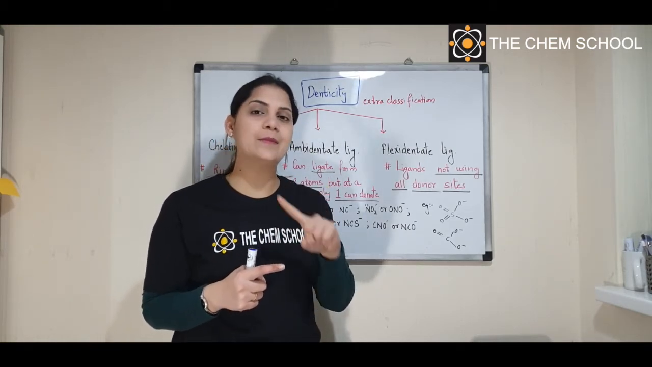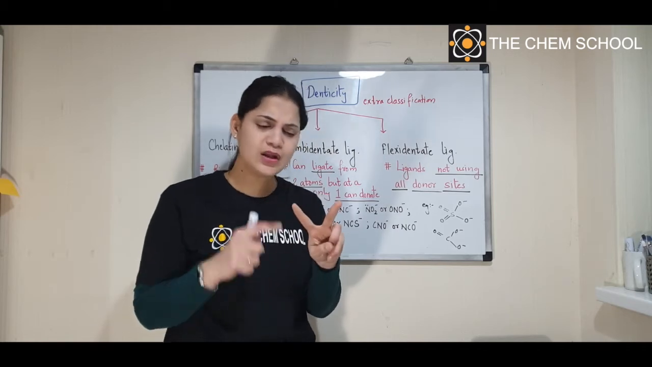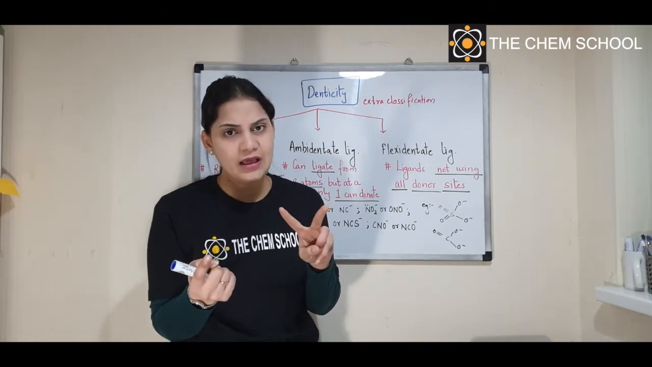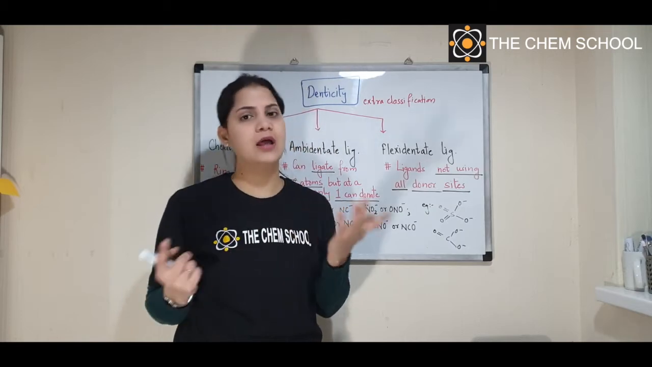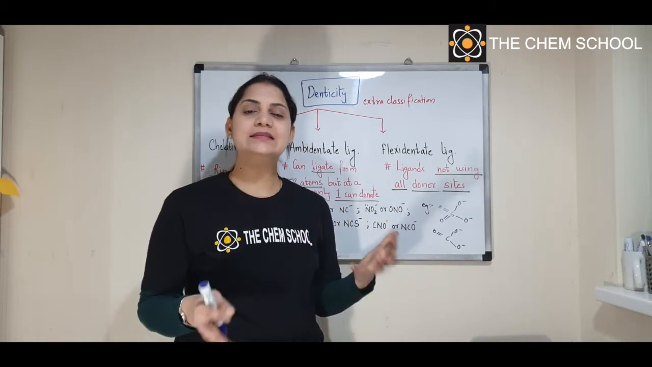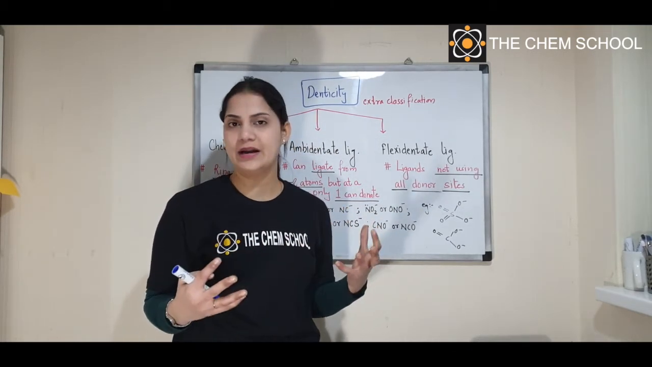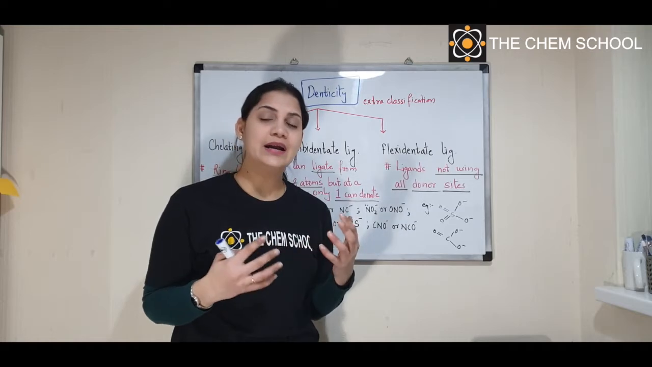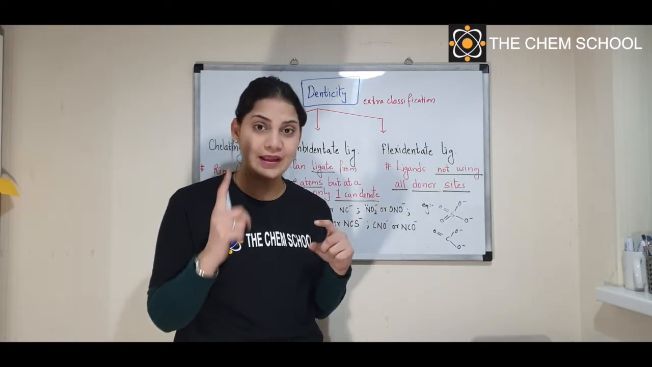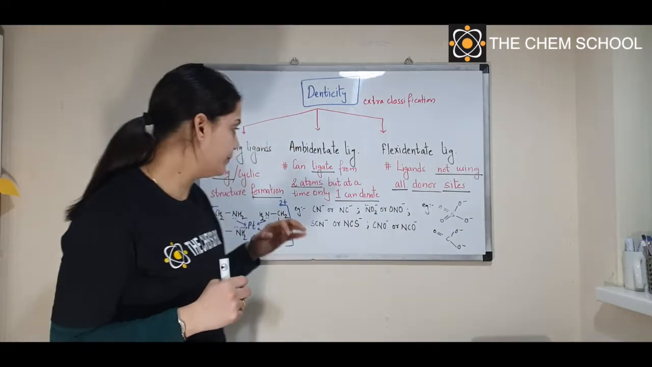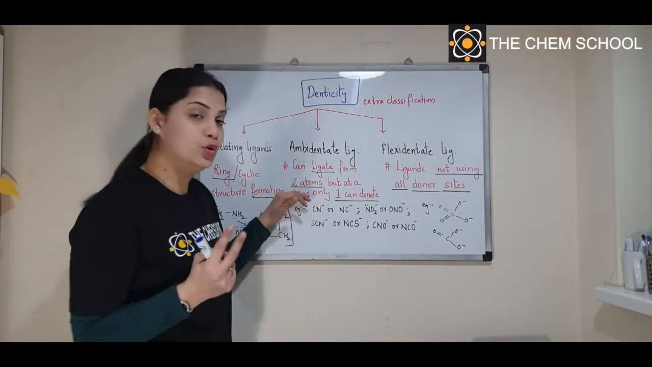Okay, I repeat, at a time I can donate only one. So if I donate the C, it is cyanide; if I donate the electron pair from nitrogen, it is isocyanide. This type of ligand is called an ambidentate ligand. I repeat, ambidentate ligands are the ligands which have more than one donor site, but at a time they can donate only one pair. So they can ligate from two atoms.